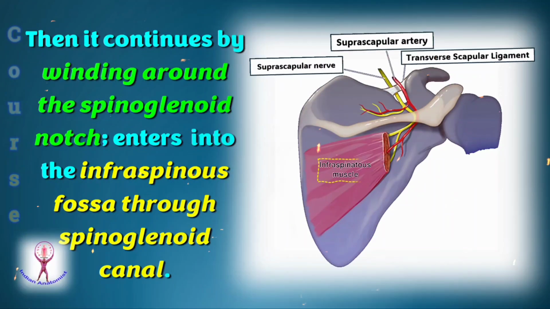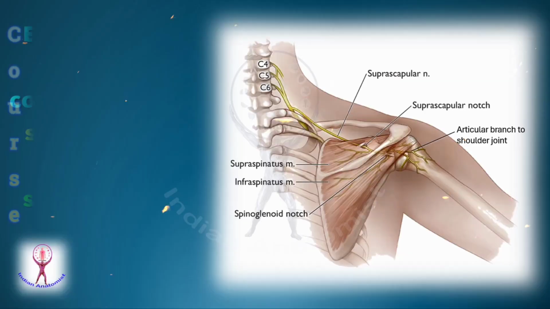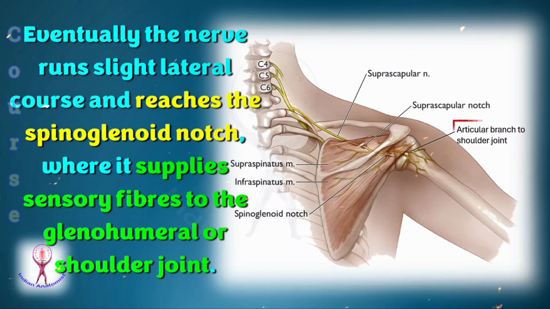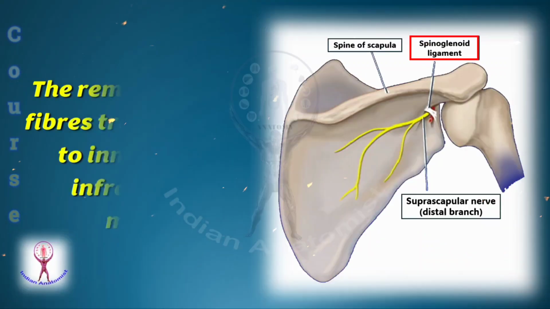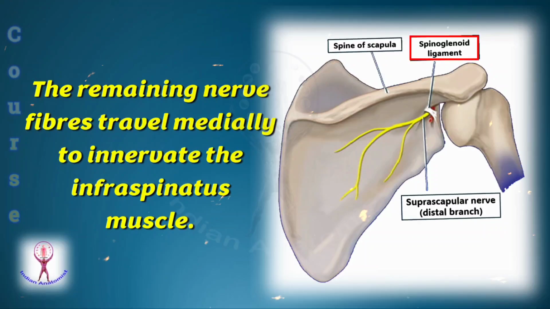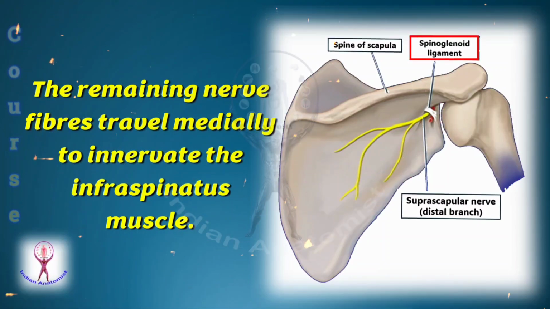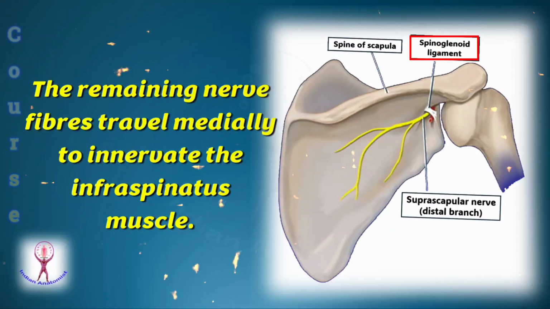Please see the illustration for understanding. Eventually the nerve runs a slight lateral course and reaches the spinoglenoid notch, where it supplies sensory fibers to the glenohumeral, or shoulder joint. Now, the remaining nerve fibers travel medially to innervate the infraspinatus muscle located in the infraspinous fossa. Dear medicos, the course of the suprascapular nerve is completed. Next is branches arising from the suprascapular nerve.